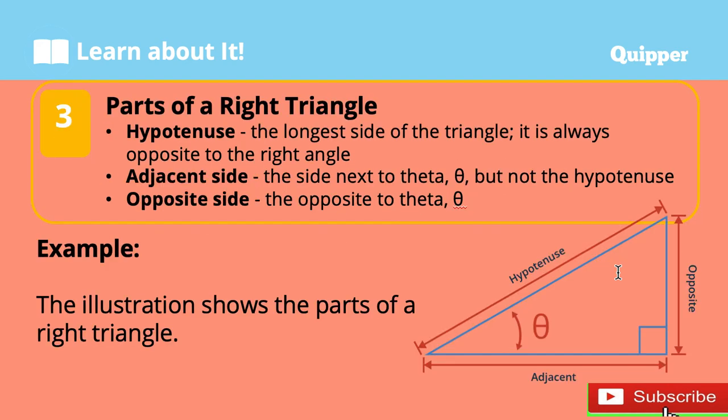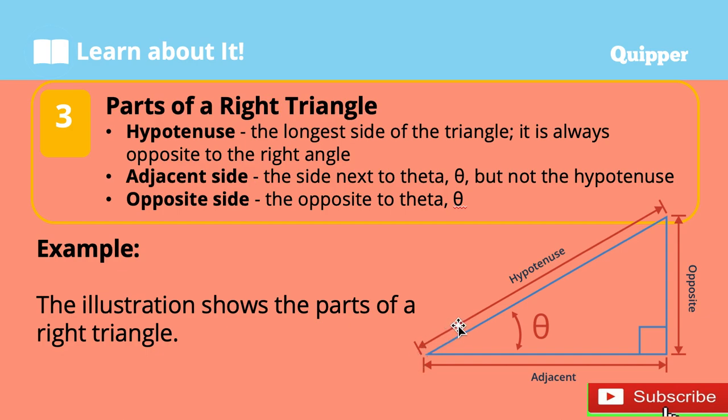These are the parts of a right triangle. First, we have the hypotenuse. It is the longest side of the triangle. It is always the opposite of the right angle. So as you can see in the figure, this hypotenuse is opposite to the right angle. And take note, this is always the longest side of a right triangle.